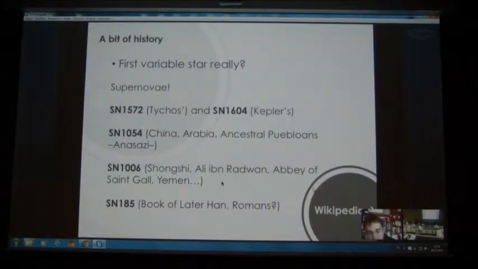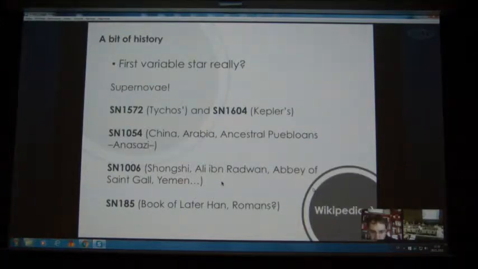But remember that 24 years before, Tycho found, or gave the name to, his supernova, the supernova of 1572. Kepler followed a few years afterwards. But 500 years before, there was the Chinese supernova, supernova 1054. I suppose that you understand, like me, that supernovae are also variable stars. It was not only observed by the Chinese, but also by the Arabs, and by what we called before the Anasazi.